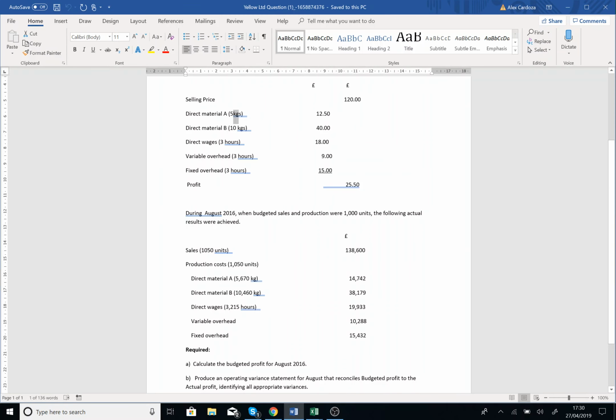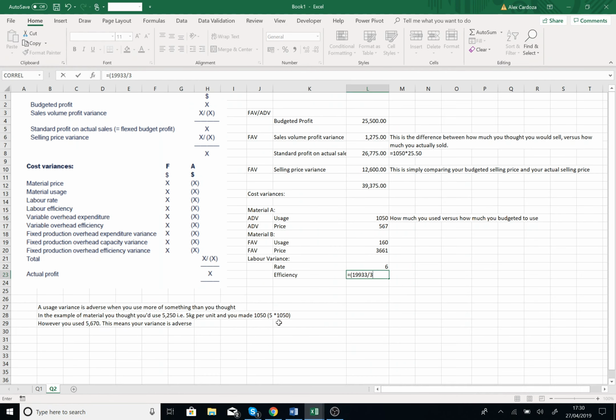So we work out 19,933 divided by 3,215, which is 6.2. So what does that tell us? We've spent more than we thought we would, so it's adverse. The rate is 6.2, which is what we actually paid. We thought we would pay 6, so we've paid more for something than we thought we would. Adverse variance.